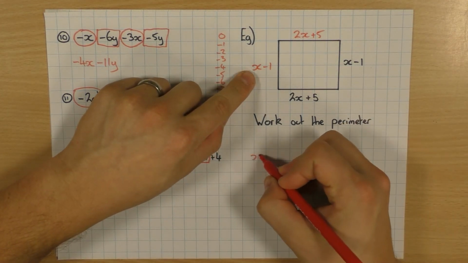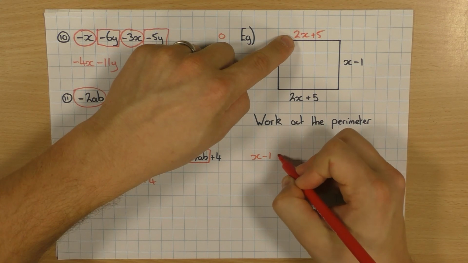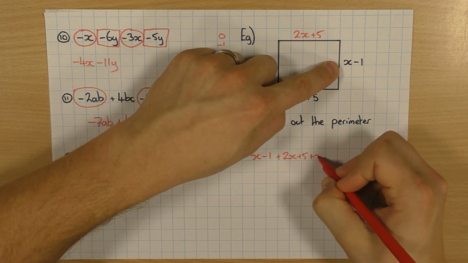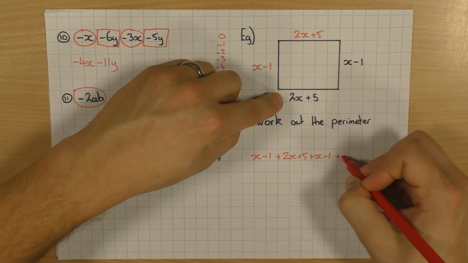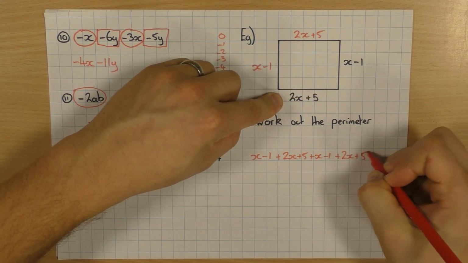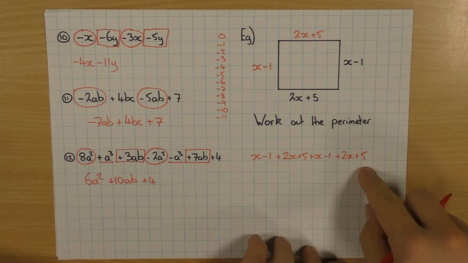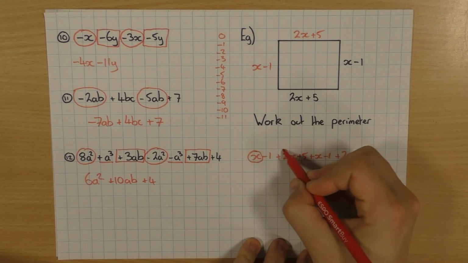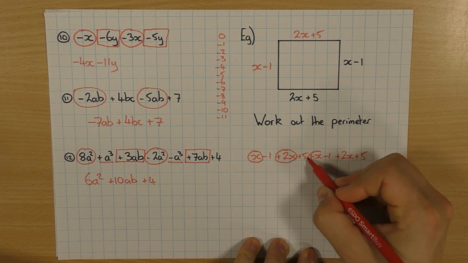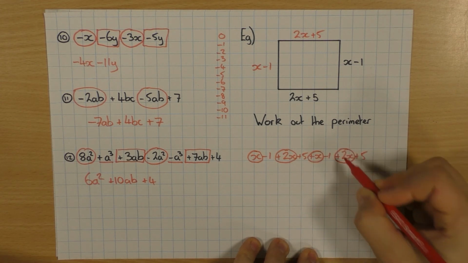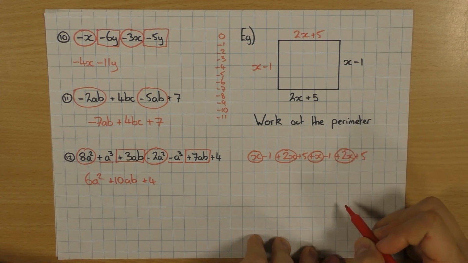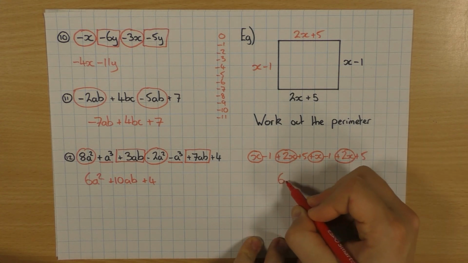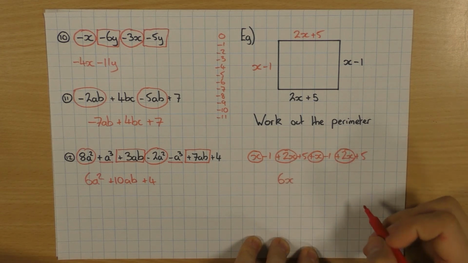So I've got my x minus 1 plus this side plus this side plus this side. So once you've written it all out, we can now simplify it. We can collect our like terms. So one x, a 2x, another x, and a plus 2x. So how many x's do I have in total? Well, 1, 2, 3, 4, 5, 6. Because they're all positive, I can just add them.